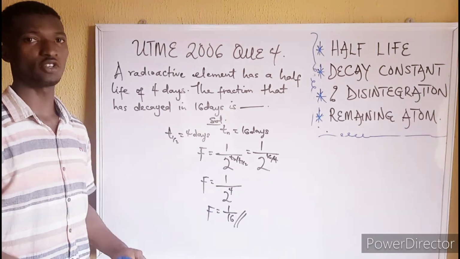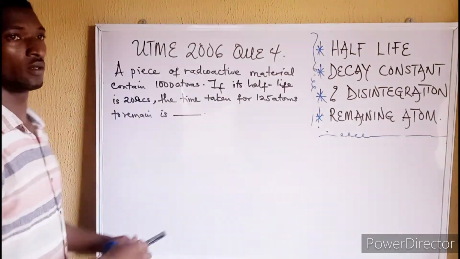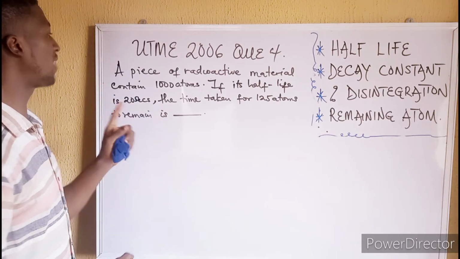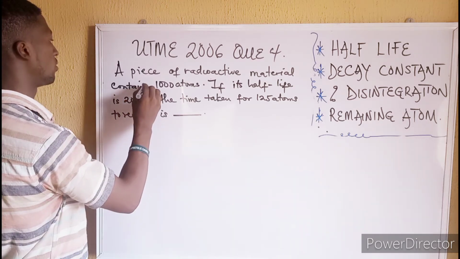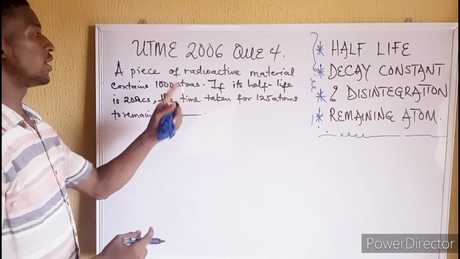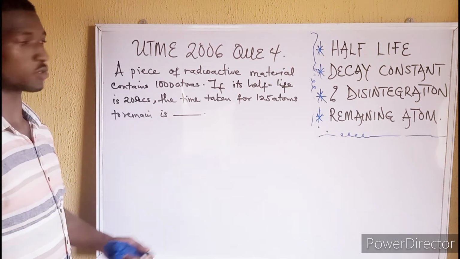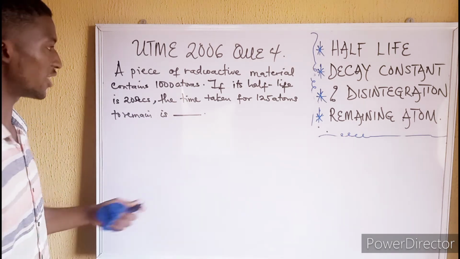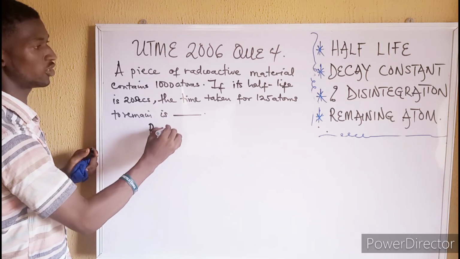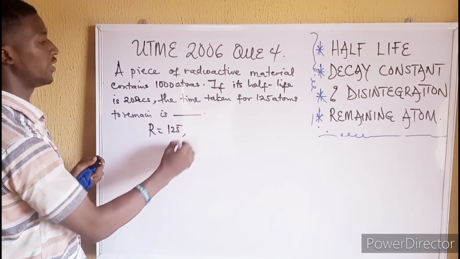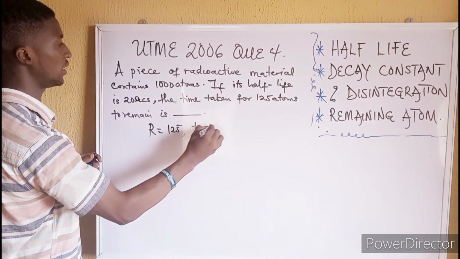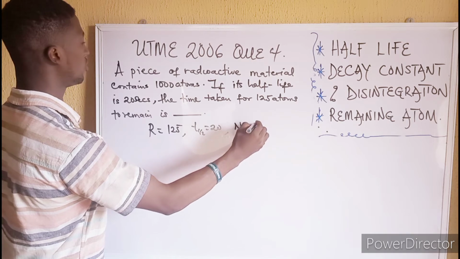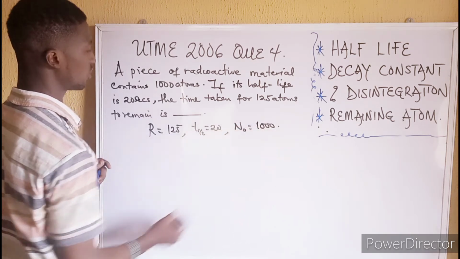Let's take another reference question with respect to what we've learned so far. Here is another question which states that a piece of radioactive material contains 1000 atoms. If its half-life is 20 seconds, the time taken for 125 atoms to remain is dash. The remaining atoms from the question is 125. The half-life is 20, and the number of atoms before disintegration was 1000.